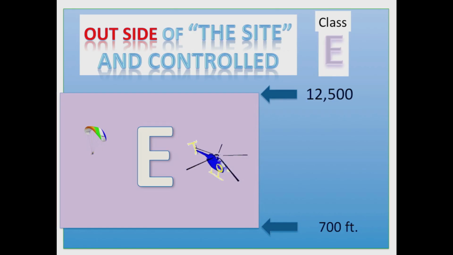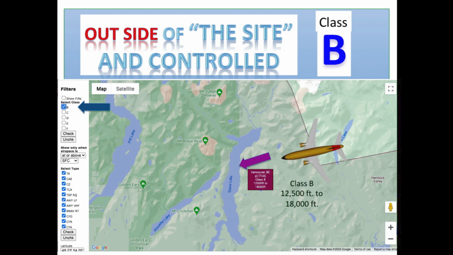Now we're going to turn off the Class E airspace and turn on the other airspaces to find out what that overlying airspace is. Okay, so here on the top left you can see that we've clicked on the B airspace and it is indicating that from 12,500 feet up to 18,000 feet we are now in Class B airspace. And as indicated, this is the route that planes are using to land in Vancouver.